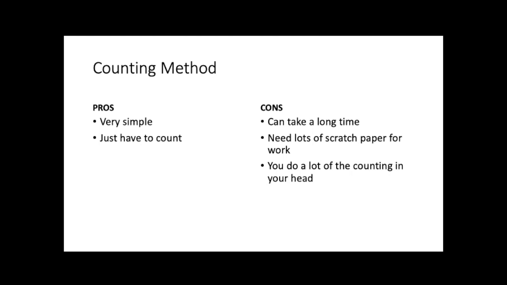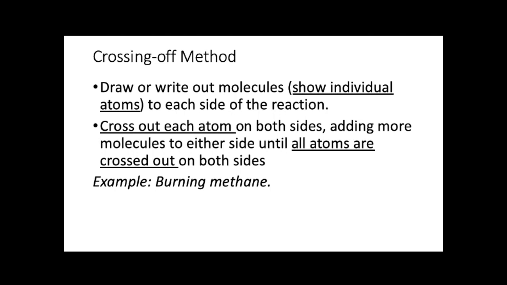Now some pros for the counting method. It is very simple. All you have to do is count. But some cons for it, this can actually take a long time, drawing them out and writing them out like this. It takes a lot of scratch paper, and you do a lot of this counting in your head. So the other method I want to show you guys here is something called the crossing off method.